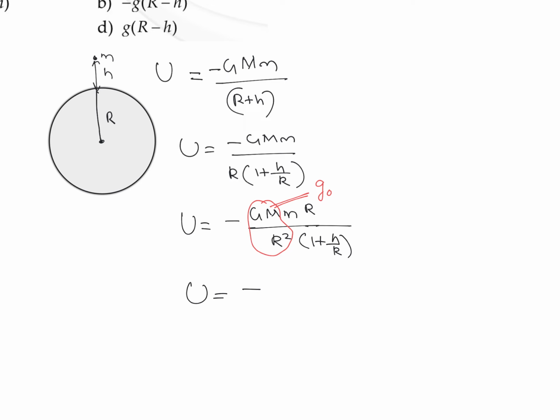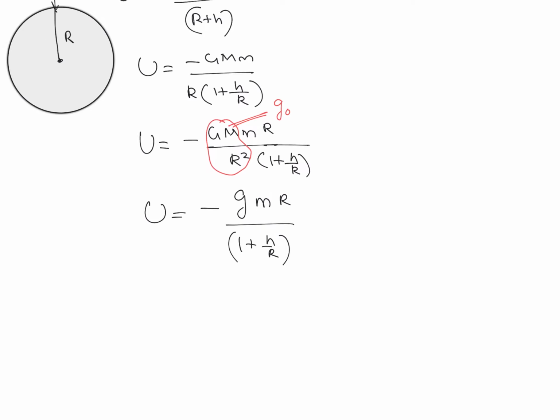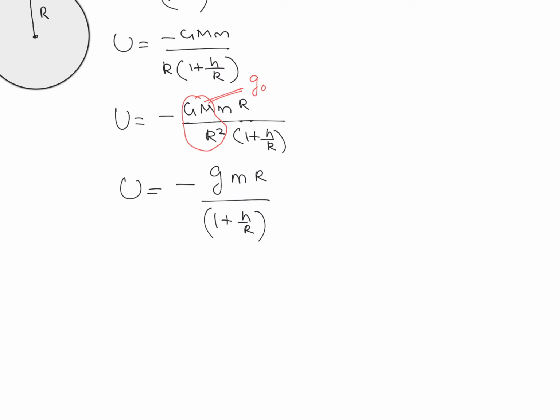GM by r squared can be written as nothing but g, so it is minus g into m into r divided by 1 plus h divided by r. Now what we can do is take this to the numerator. So this is minus gm into r into, if I am taking this value to the numerator, 1 plus h divided by r raised to minus 1.